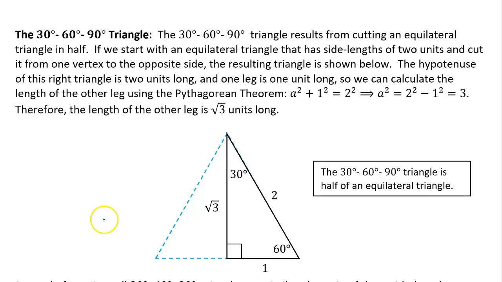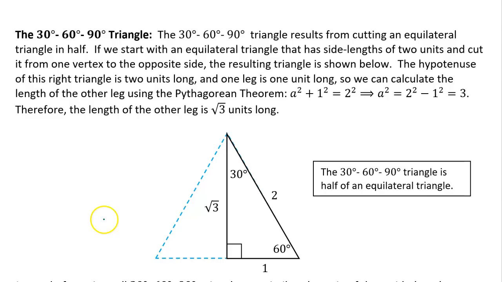The other special right triangle that we're going to look at is the 30, 60, 90 triangle. And you get a 30, 60, 90 triangle when you cut an equilateral triangle in half. Remember, an equilateral triangle has equal sides and equal angles. All the angles are 60 degrees.